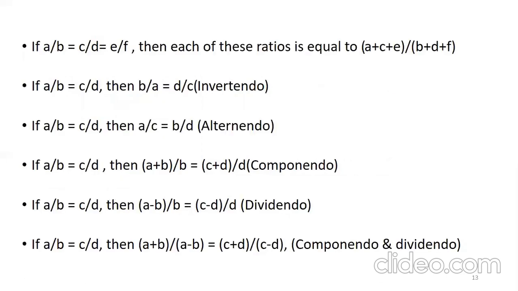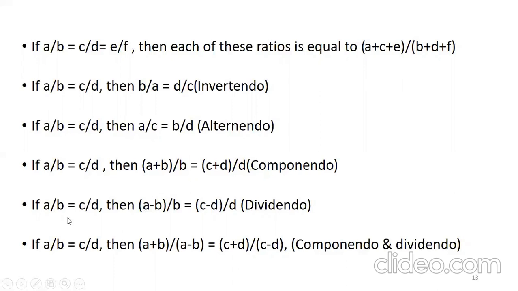Now these are all the corollaries. If A by B is equal to C by D is equal to E by F, then each of these three ratios is equal to A plus C plus E divided by B plus D plus F. Same way, A by B is equal to C by D, then the inverse rule can also be applied. Then if A by B is equal to C by D, then A by C is equal to B by D, alternendo rule. Then if A by B is equal to C by D, then A plus B by B is equal to C plus D by D.